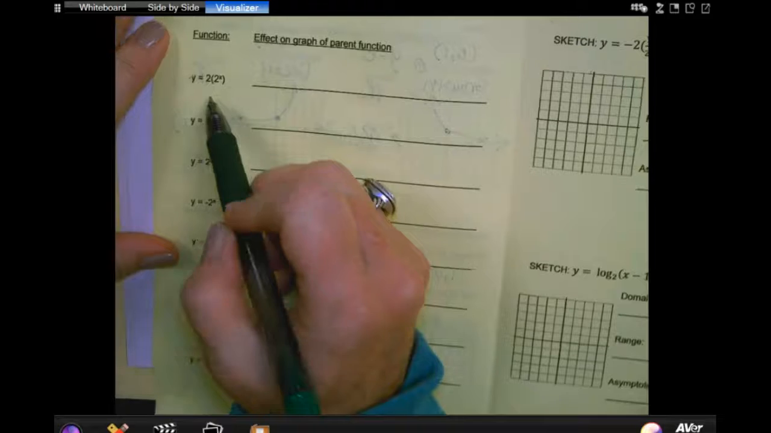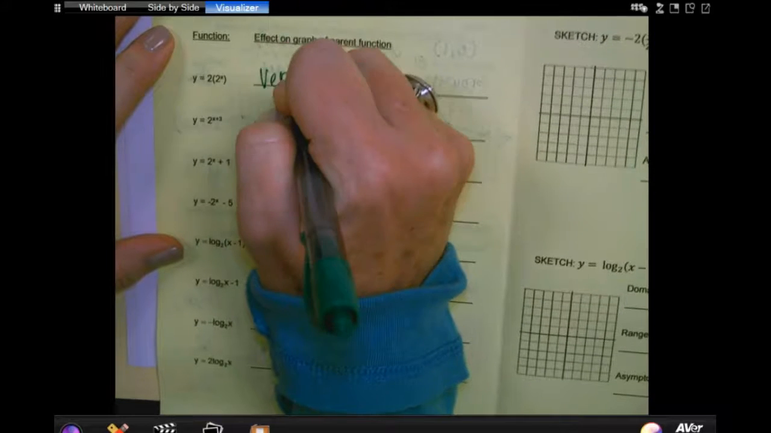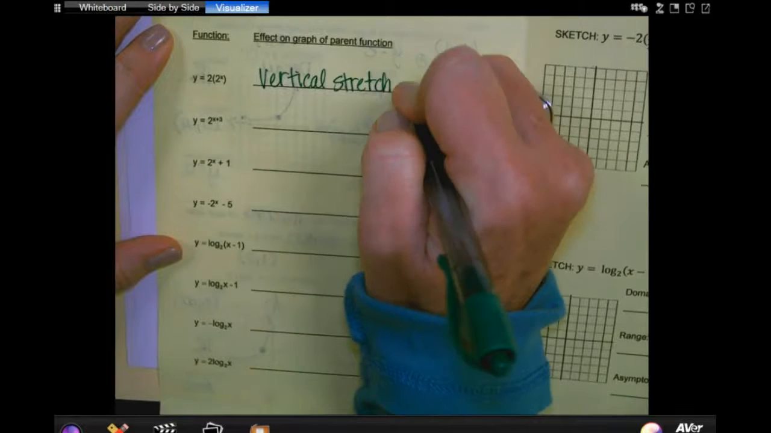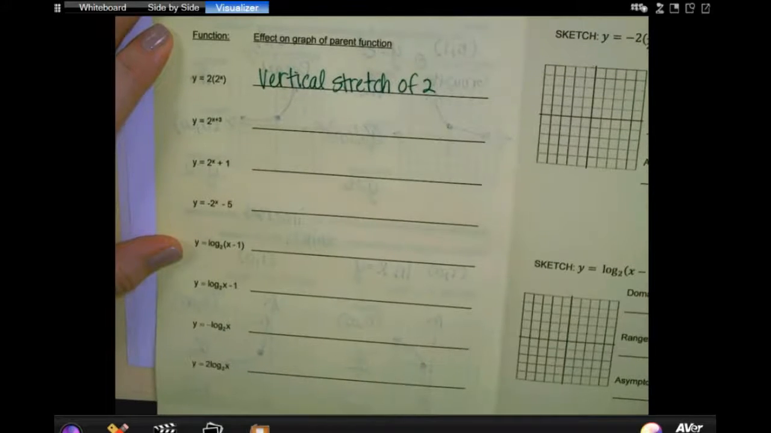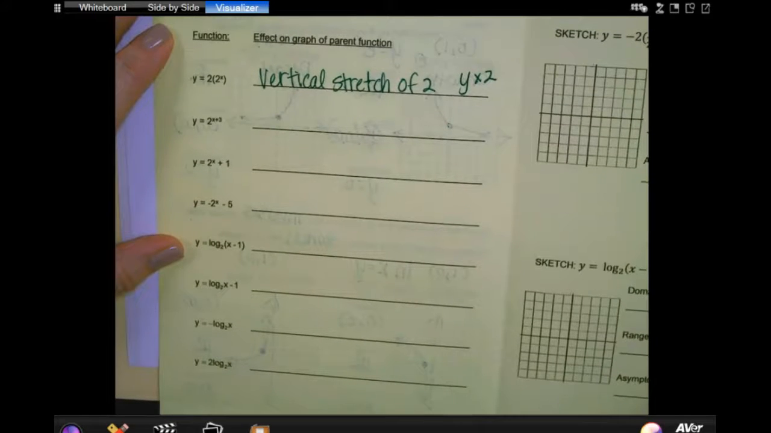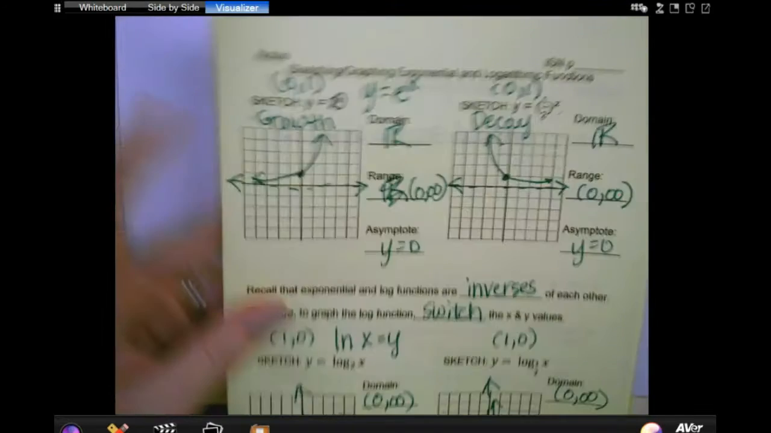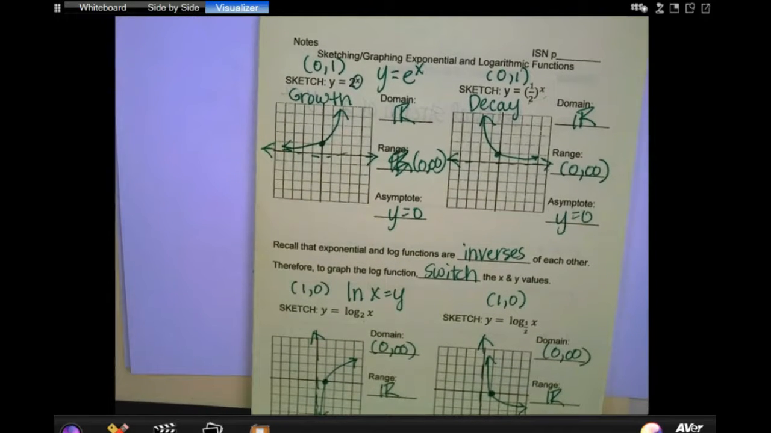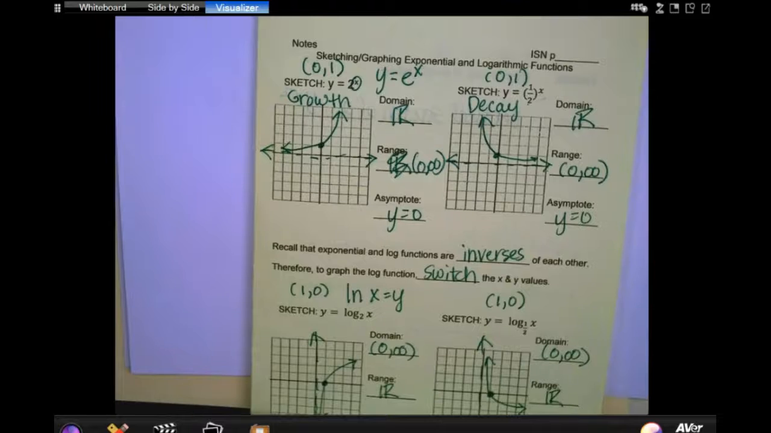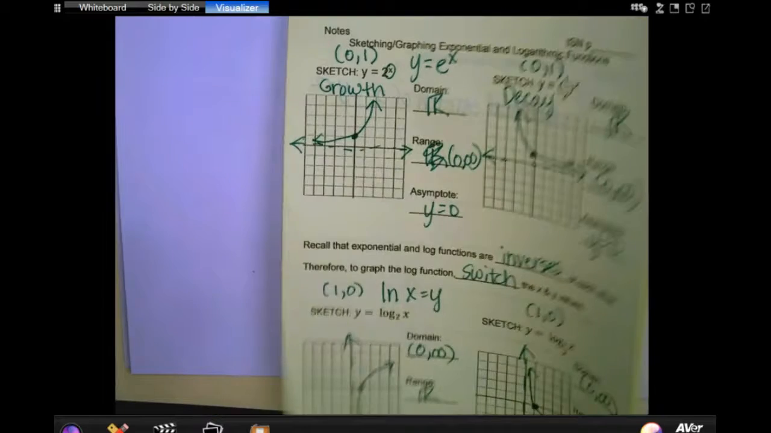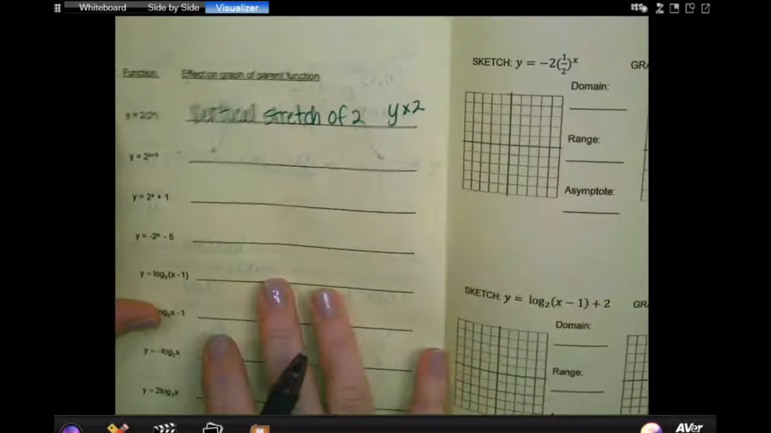So the 2 is a vertical stretch. And which variable do I multiply, x or y? Y times 2. So which one of these would it change? Would it change the log or the exponential? The exponential. Because if I multiply this, the log times 2 is 0, so it wouldn't change it at all. All right, what about the next one?